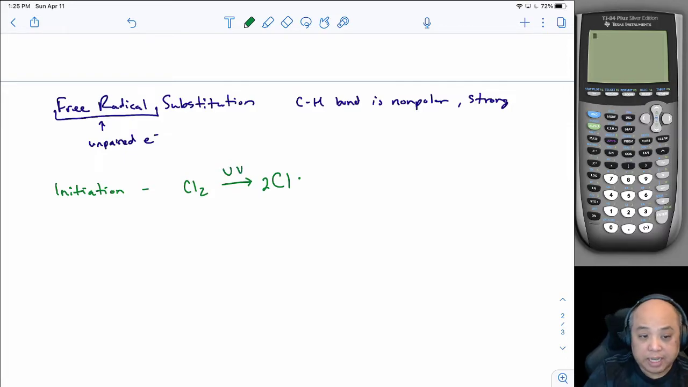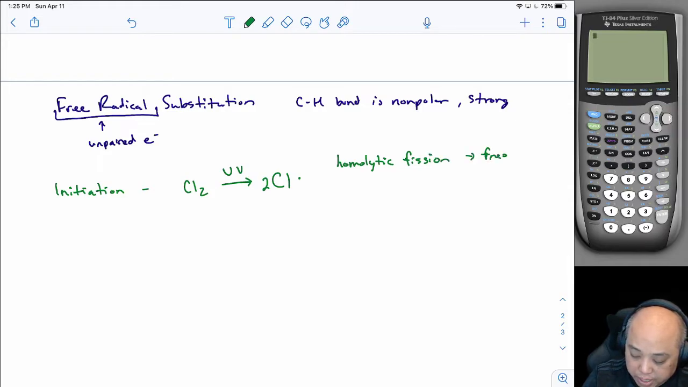That UV light is the right frequency that breaks up the bond and splits it equally. Remember, this is called homolytic fission because it makes free radicals, because the bond breaks equally. So the 2 shared electrons in a bond both go back to individual chlorines in this case.